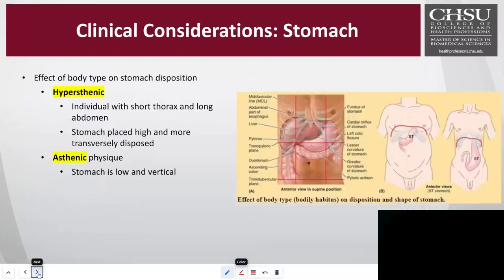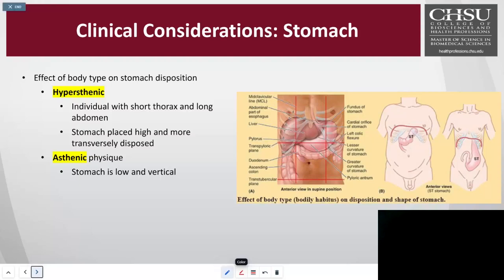Over here, we have one clinical application. It is interesting to know that depending on your body type and a patient's physique, the stomach positioning could be slightly different. The terms we use to describe the body type are hypersthenic versus asthenic. Hypersthenic means a slightly bigger build, maybe a bigger GI cavity, a little more overweight, and asthenic is more slender, more narrow.